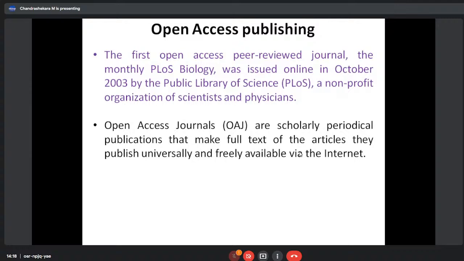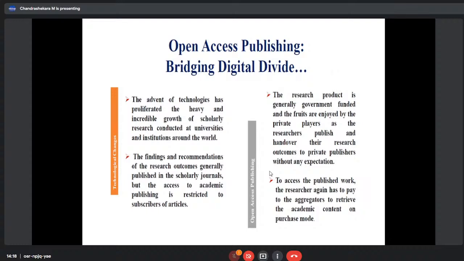Okay, open access journals are scholarly periodical publications. Mainly, this is bridging the digital divide. Open access will be helpful in many ways, and you know that. Today, technology is also no problem. The advent of technology has led to heavy and incredible growth of scholarly research conducted at universities and institutions around the world.